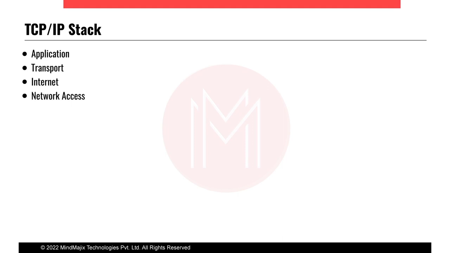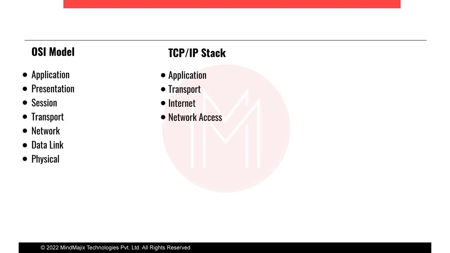I'll show you in the next presentation how to compare with the OSI model. If we go from the bottom, the physical and data link layers are there. In the case of the TCP/IP stack, they have combined these two layers and formed the network access layer.